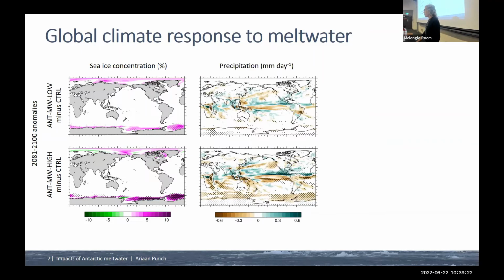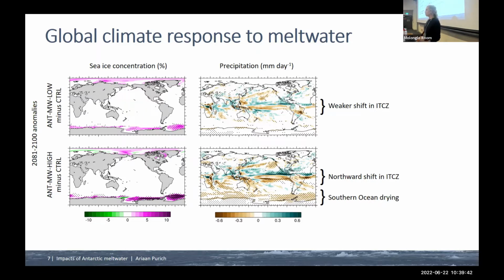We also see global changes in precipitation patterns. These are most obvious in our meltwater high ensemble, where we see a drying across the Southern Ocean and a northward shift in the ITCZ. We see a weaker shift in the ITCZ in our meltwater low ensemble. It's still there, but it's largely lacking regional significance.